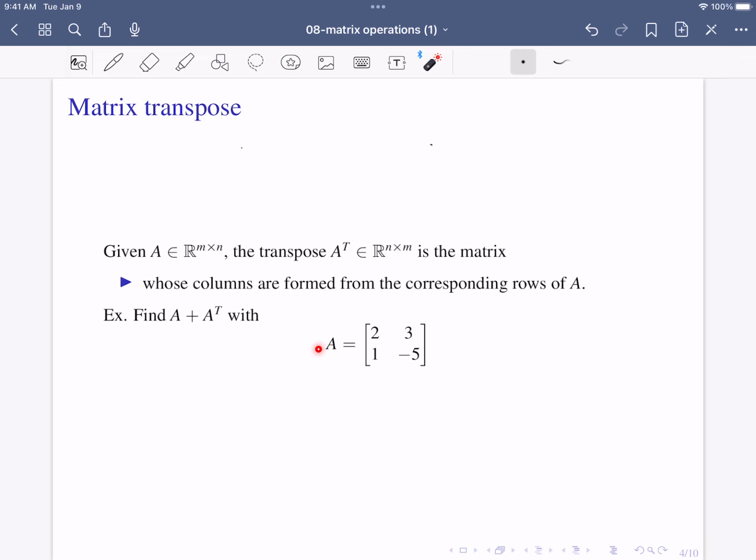So let's look at this A, a 2 by 2 matrix. What is its transpose? Then we put the first row of A as the first column in the transpose, and put the second row of A into the second column of A transpose.